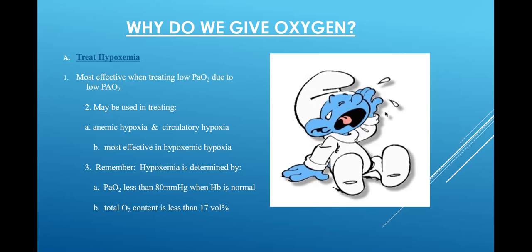Now, remember that hypoxemia is determined by a PaO2 less than 80 millimeters of mercury when hemoglobin is normal.